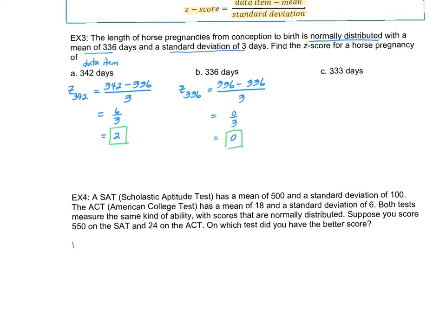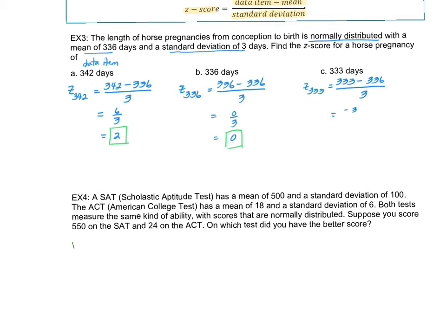Part C, we're trying to find the z-score for the data item of 333. So it's data item 333 minus the mean of 336 over a standard deviation of 3.